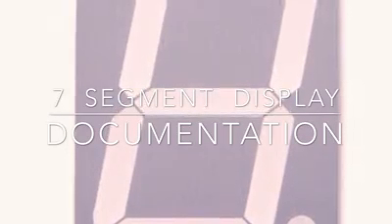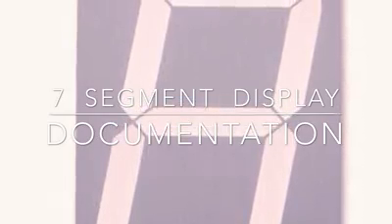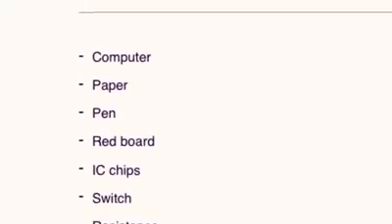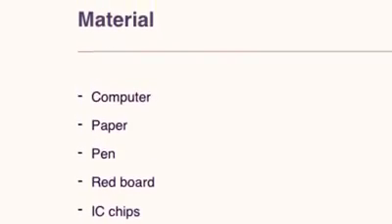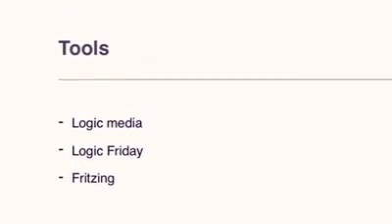I'll show you how to make a 7-segment display. In this video, it will show you step by step how to make it. Some of the materials that you will need are a 7-segment LED, resistors, switches, IC chips, a breadboard, pen, paper, and a computer. Some tools you'll need are that you'll need to download Logic Media, Logic Friday, and Fritzing.